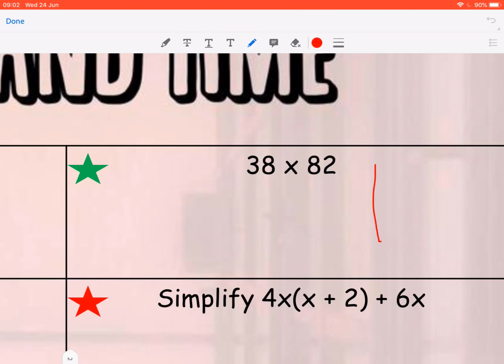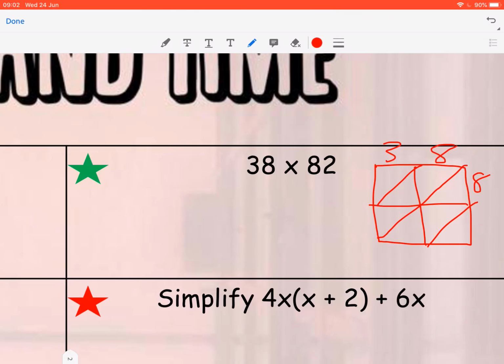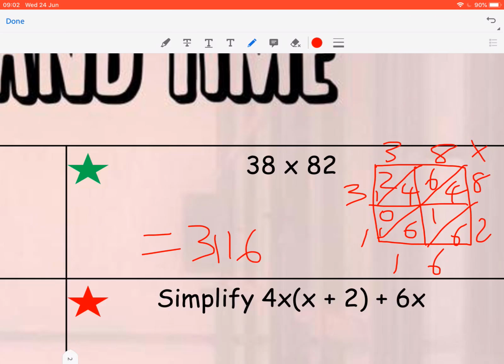38 times 82. We've done these a million times, so it's up to you which method you want to use. I like this one, it's so straightforward. 3 times 8 is 24, 8 times 8 is 64, 3 times 2 is 6, and 8 times 2 is 16. So I've got a 6 in my first slide, then a 6, a 4 and a 1, which is 11, then a 4, a 6, a 0 and a 1, which makes 11 as well, and a 2 and a 1, which makes 3. So my answer is 3,116.